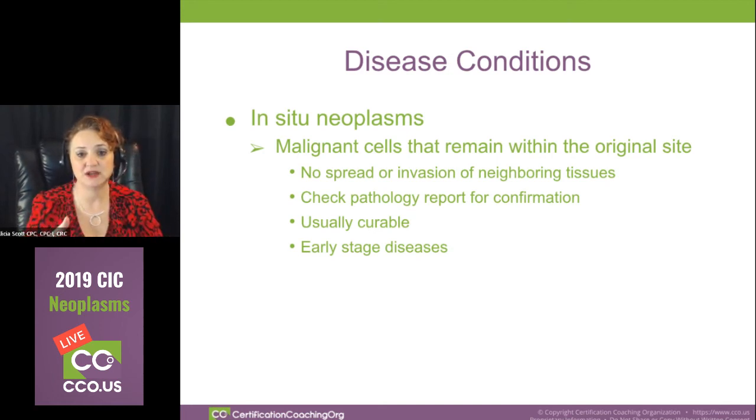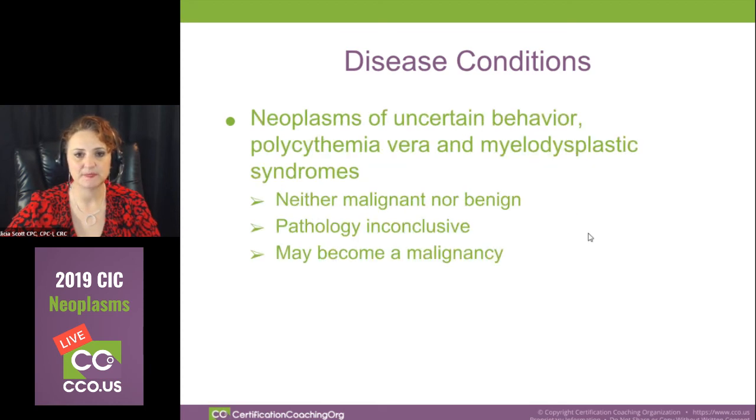Can it mean that you'll get cancer again? Yeah, it can happen again, but it is easily treated. It's easy to find. It's very, very curable, and it's always an early stage when you find this. So again, you can get cancer, but it's in situ. Neoplasms of uncertain behavior: we have polycythemia vera and myelodysplastic syndrome.